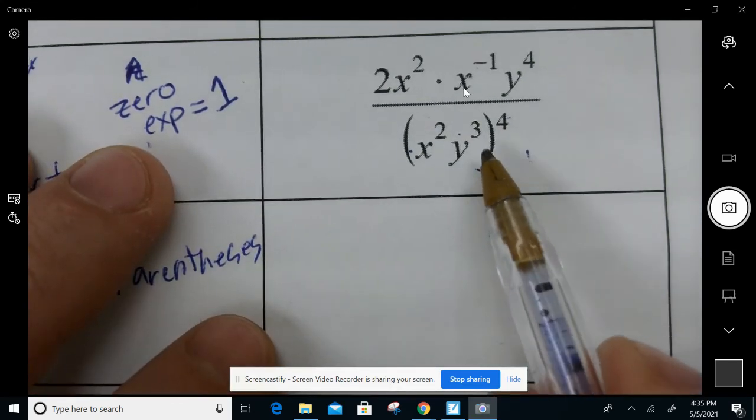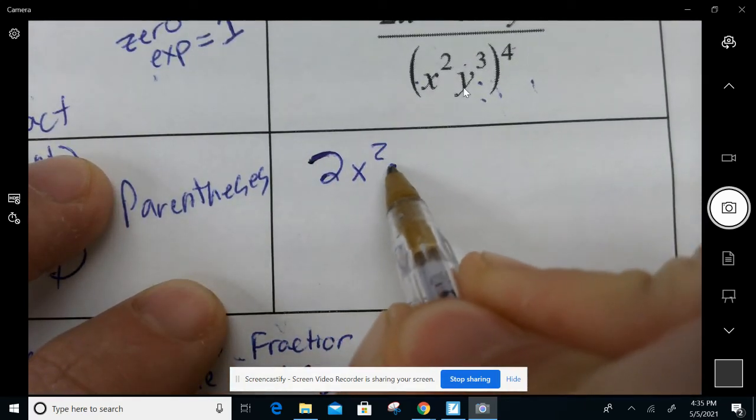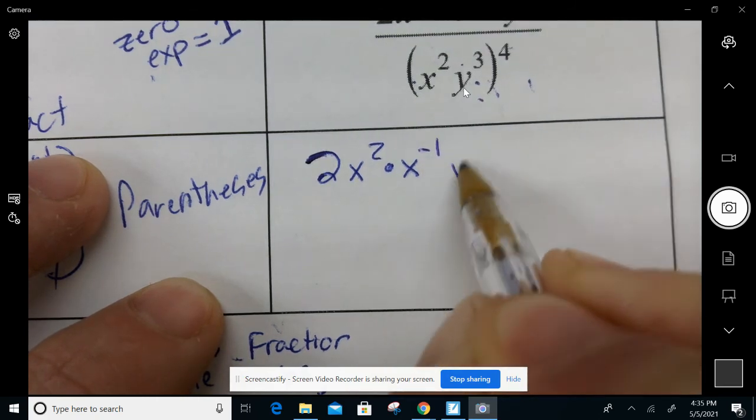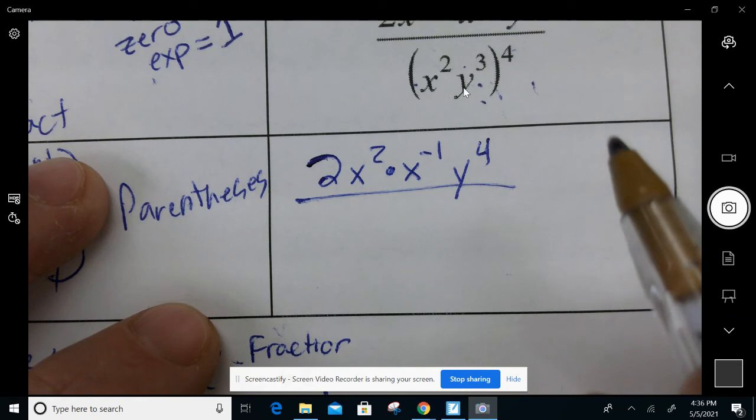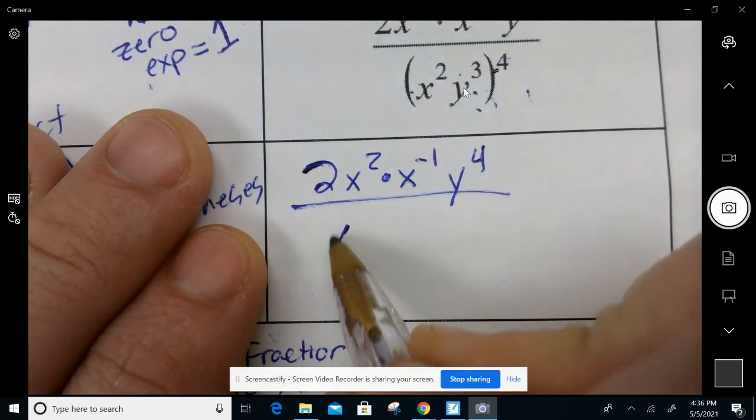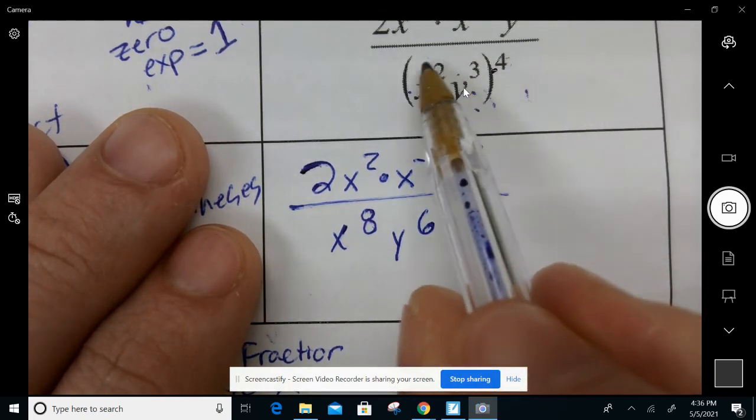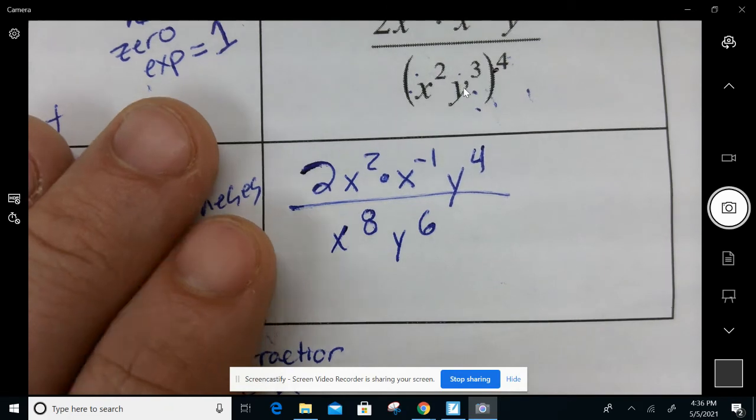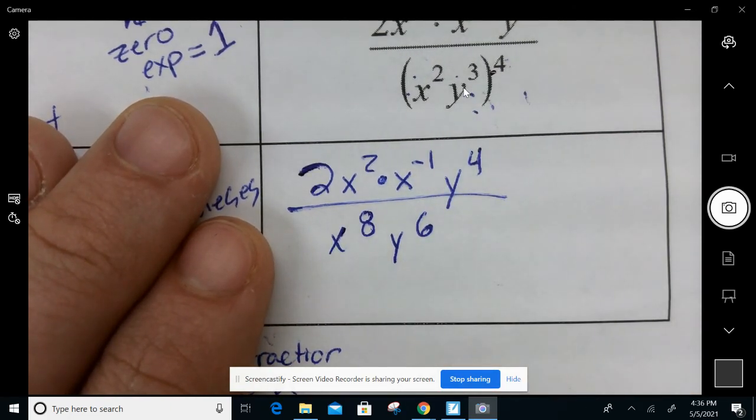I would deal with parentheses first. I'm going to do this one a little bit faster without as much step showing. So deal with the exponent. It's going to be x to the 8th, y to the 6th. Okay? Multiply exponent to an exponent, multiply the exponents. All right? Everything in the parentheses gets that exponent. Okay?